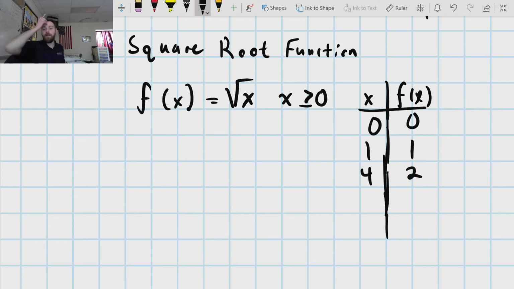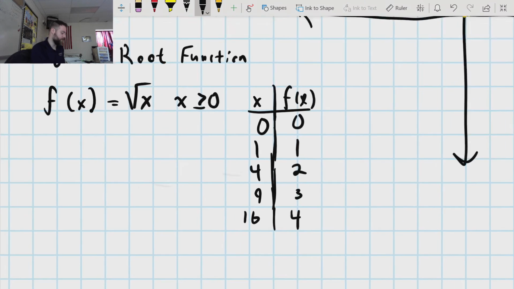And then I'm picking numbers that I can easily take the square root of. So I know that they're perfect squares. And by perfect squares, I mean that they have two numbers that are the same that multiply together to be them. So the next two are 9 and then 16. So the square root of 9 is 3, and the square root of 16 is 4. So I'll let you check that for yourself.